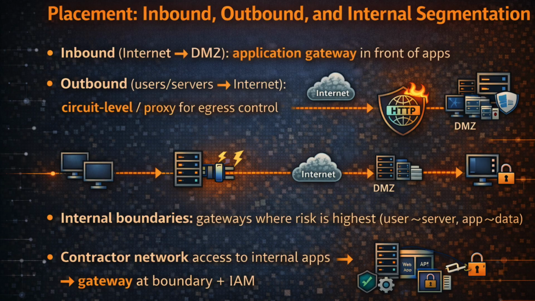Inside the network, consider gateways at boundaries, where a compromise would be dangerous, such as user networks reaching server networks, applications reaching databases, and admin access networks reaching management interfaces. The theme is simple. Application gateways shine where content matters. Circuit-level gateways shine where session brokering and centralized egress policy matter.